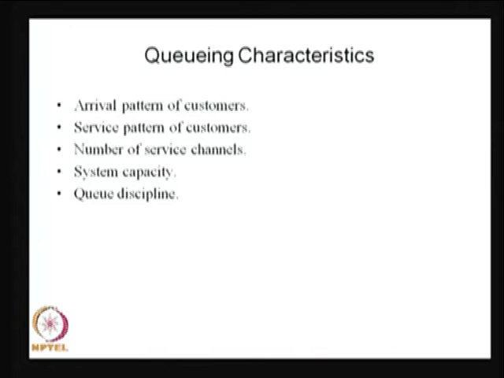So these are the minimum important information to characterize the queuing system. One is the arrival pattern, second is the service pattern, and the third is the number of servers. The fourth is the capacity of the system, and then the service discipline or queuing discipline.